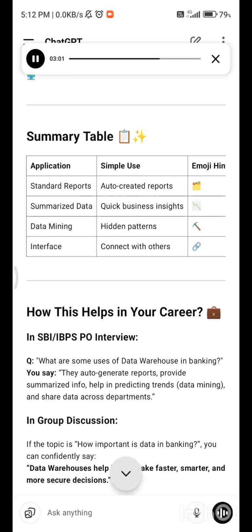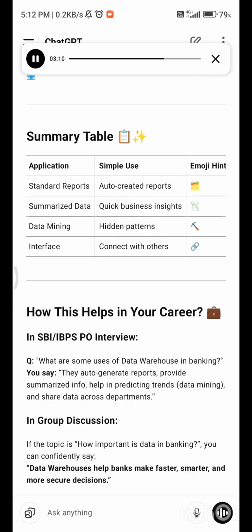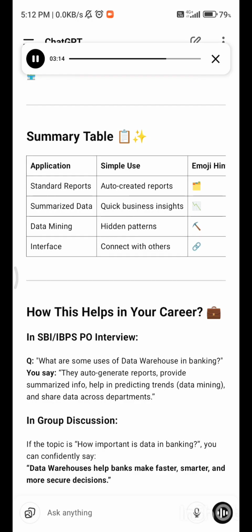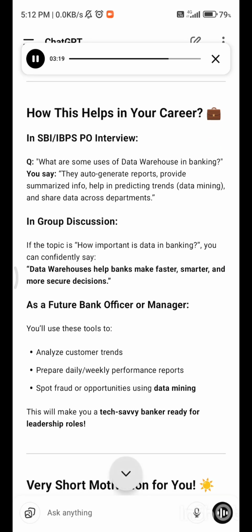Summary table. Application, simple use: standard reports, auto-created reports; summarized data, quick business insights; data mining, hidden patterns; interface, connect with others. How this helps in your career. In SBI IBPS PO interview, question: what are some uses of data warehouse in banking? You say, they auto-generate reports, provide summarized info, help in predicting trends, data mining, and share data across departments.